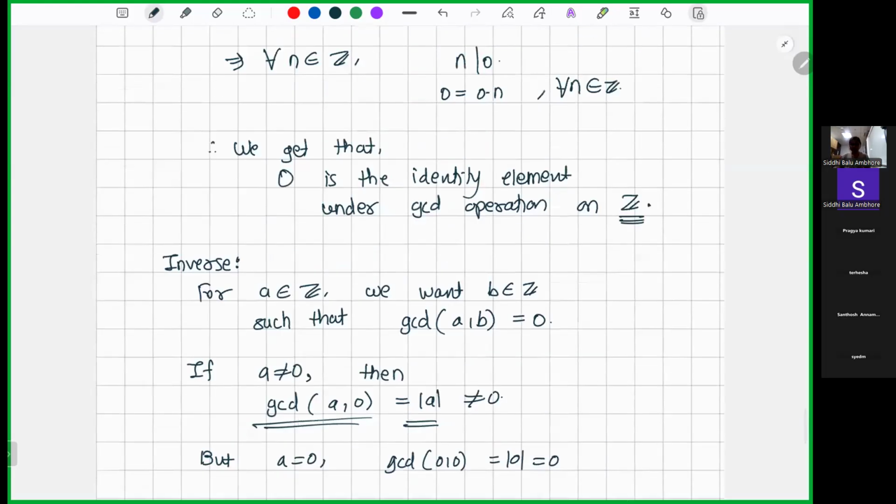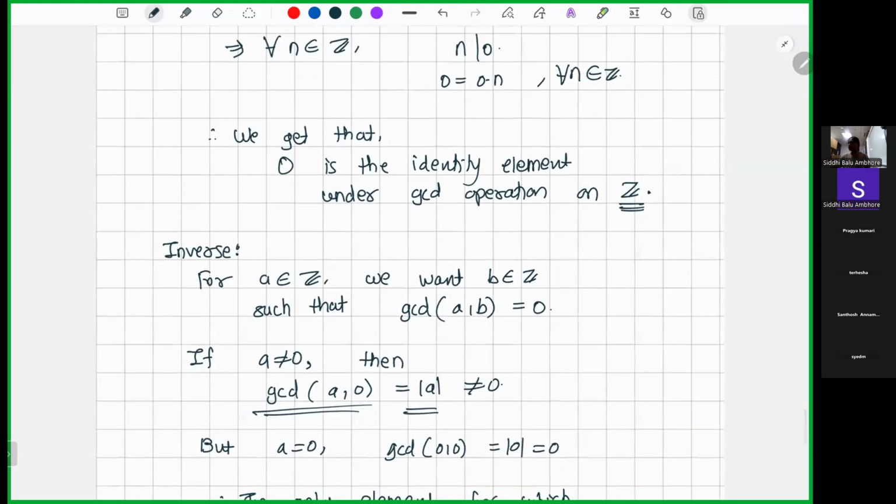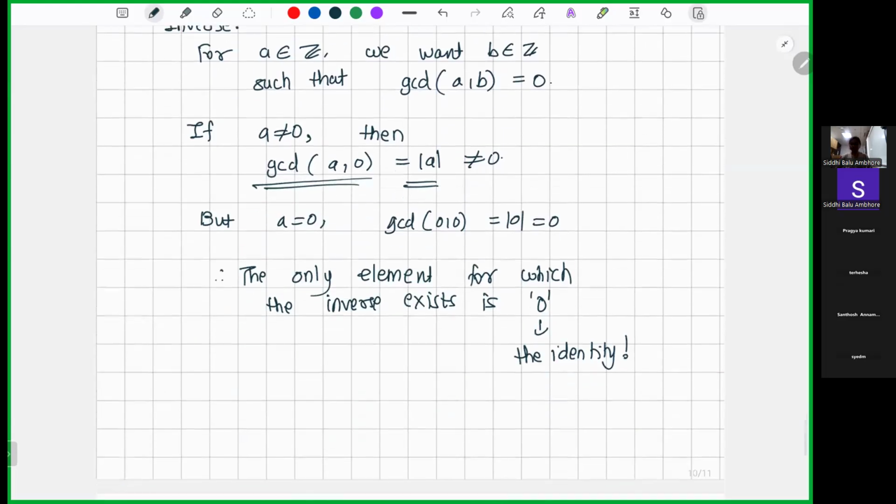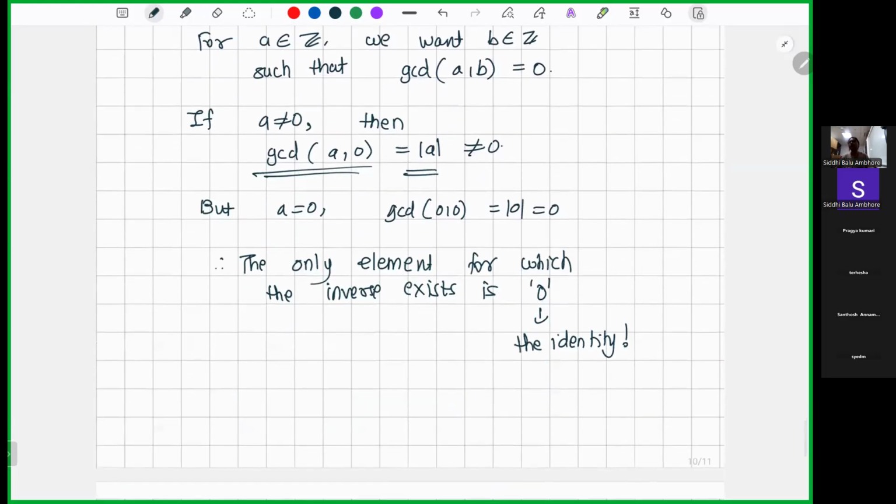Any doubts about how we observed where the inverse exists, where it does not exist, and so on?